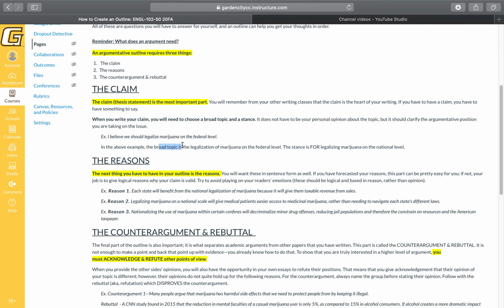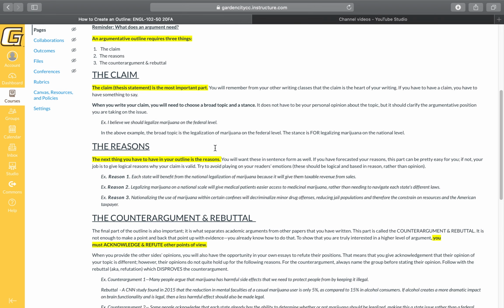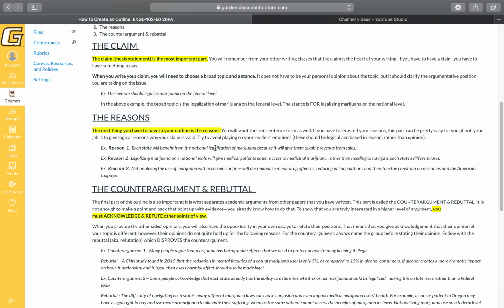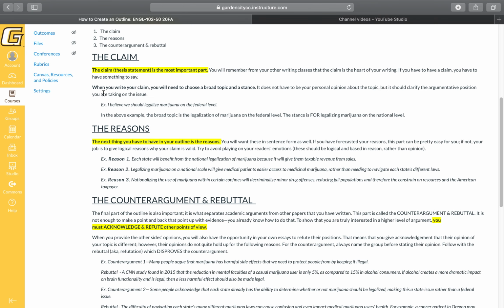So the topic here is broad. It's legalizing marijuana, and the stance is arguing for the legalization of it. And within each argument, this is typically included, obviously, in your introduction, so your audience knows what you're arguing for or against, and what the main ideas are.